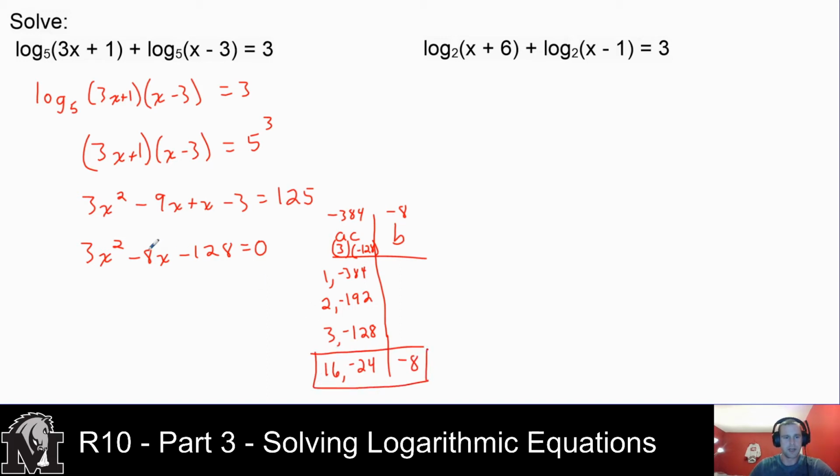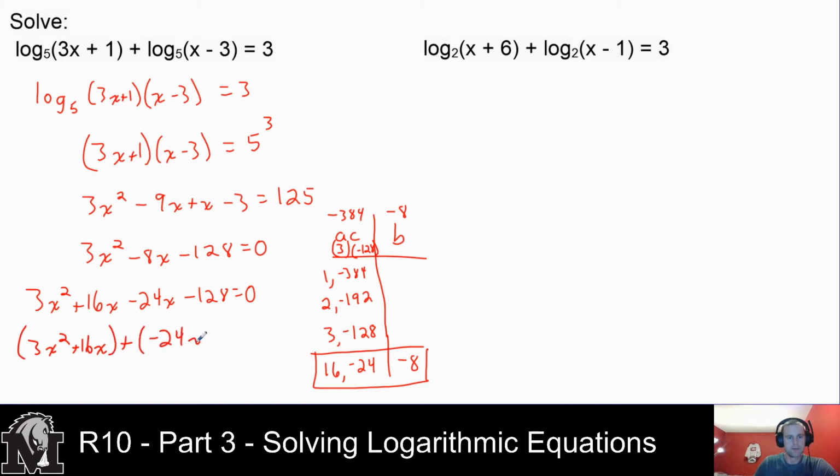So I want to split this negative 8x into 16x and negative 24x. So 3x squared plus 16x minus 24x minus 128 equals 0. Then I'm going to put brackets around the first two terms. Then I'm going to put brackets around the last two terms.